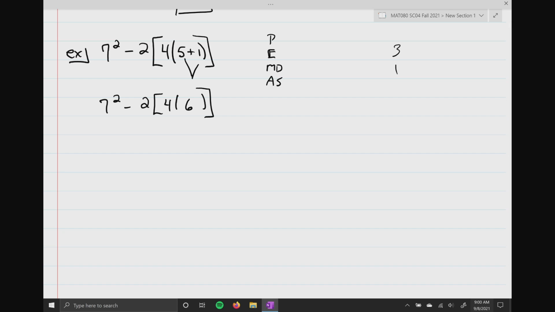Now, excuse me, am I done with my parentheses? No. Because I still have 4 times 6 inside the big brackets. So I need to do that. So I rewrite everything exactly how it looks. 4 times 6, 24. So now I'm going to ask myself, am I done with parentheses? The answer is yes.